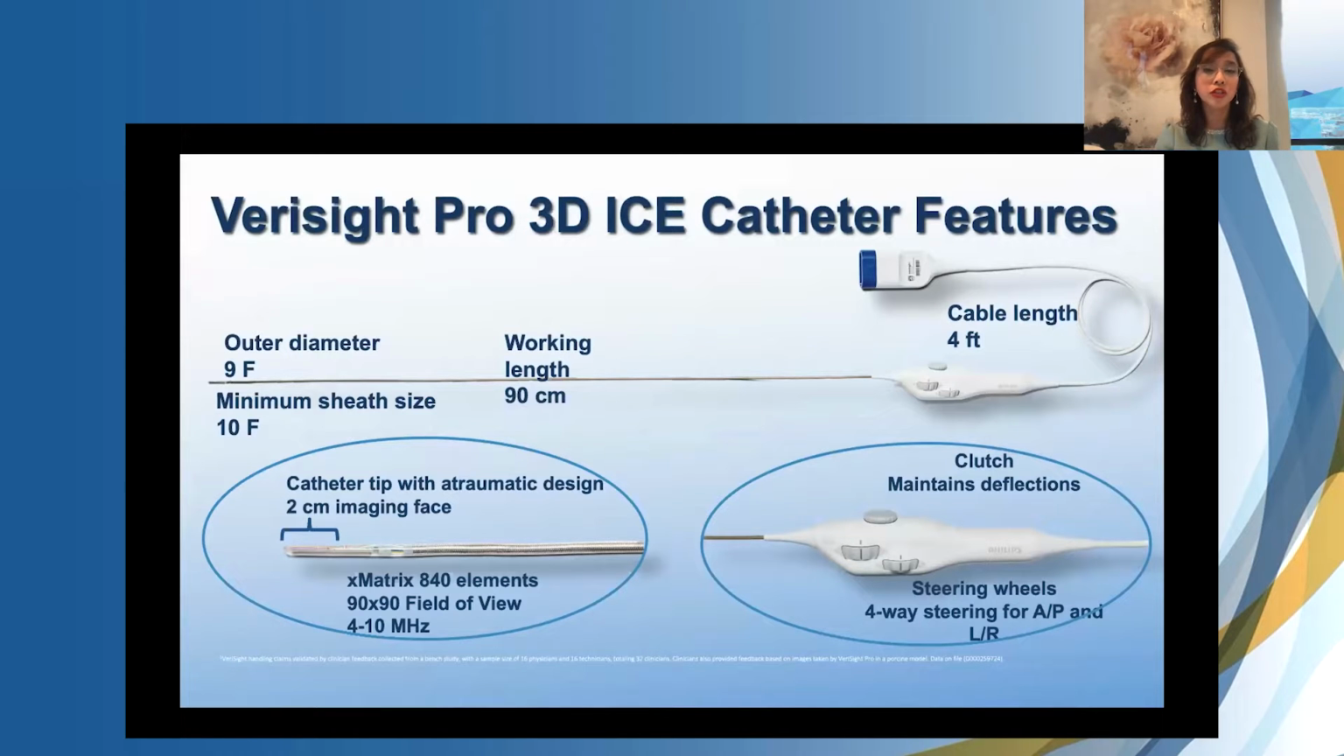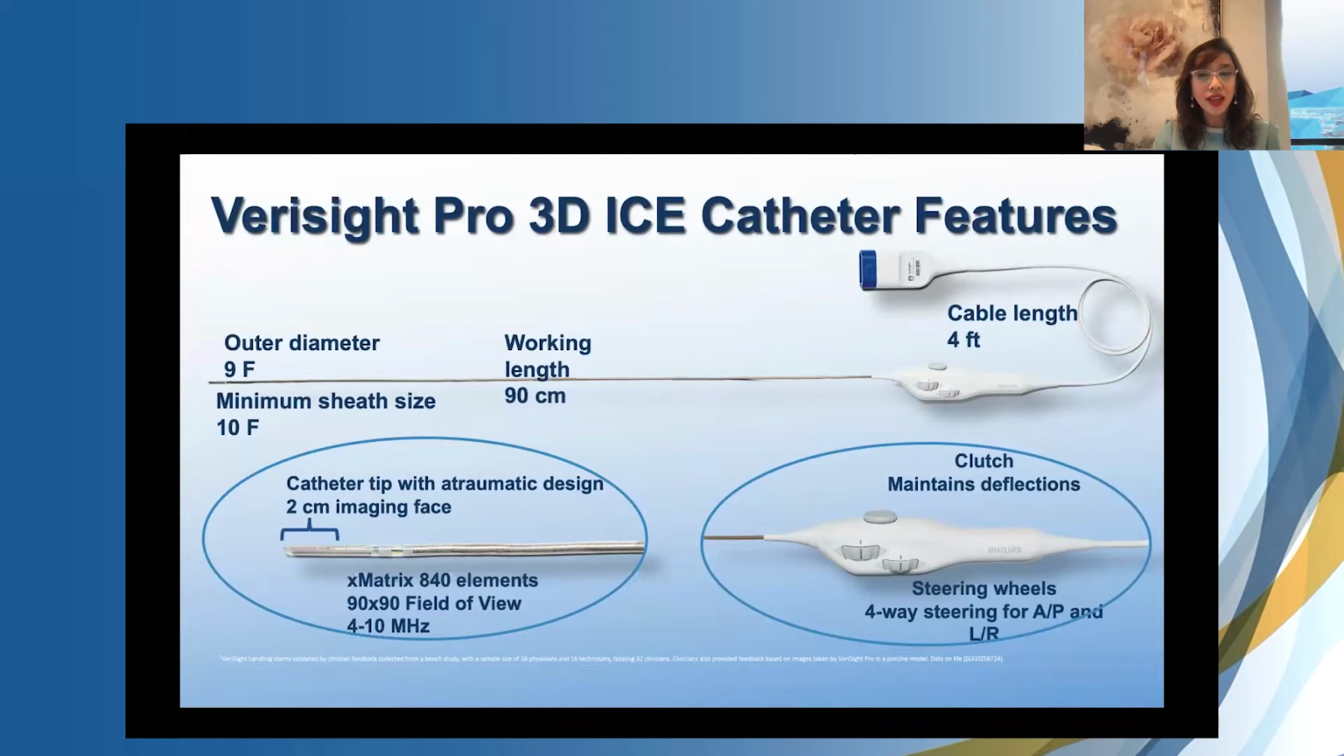You have a 9 French outer diameter. On the right-hand side, bottom right, you have the 4-way steering with a deflection range of 120 degrees in all directions. It is a 90 by 90 field of view with 4 to 10 megahertz, which gives you very good penetration and high resolution. And looking at the catheter tip, you have an atraumatic design, really for safety.